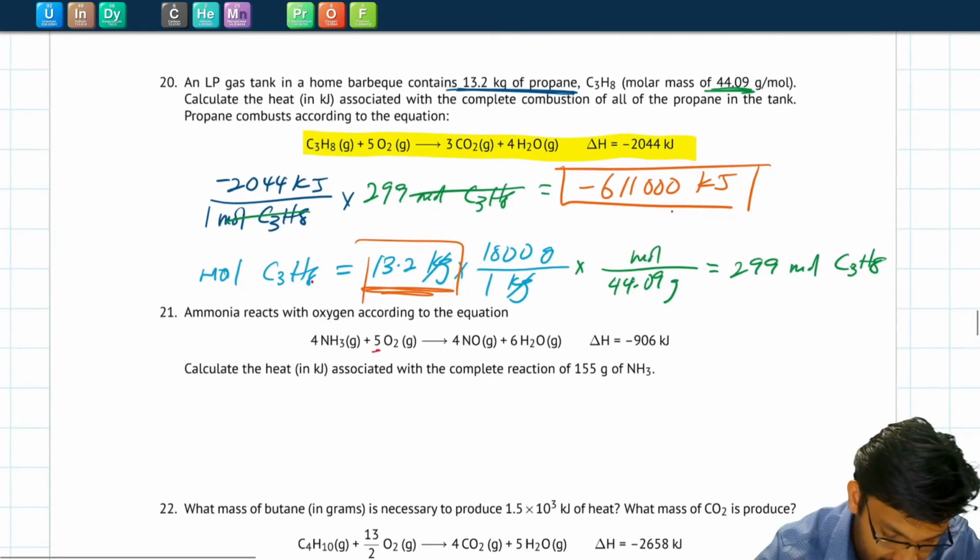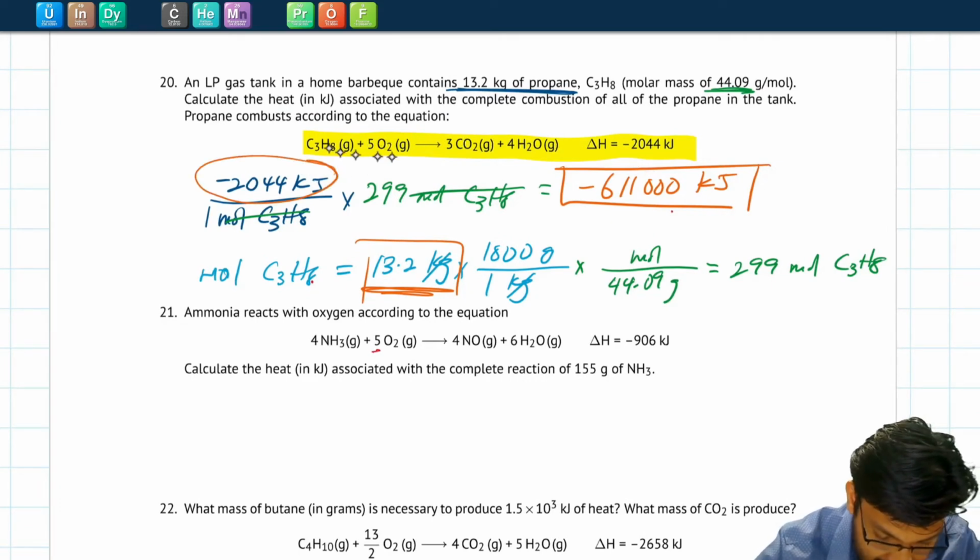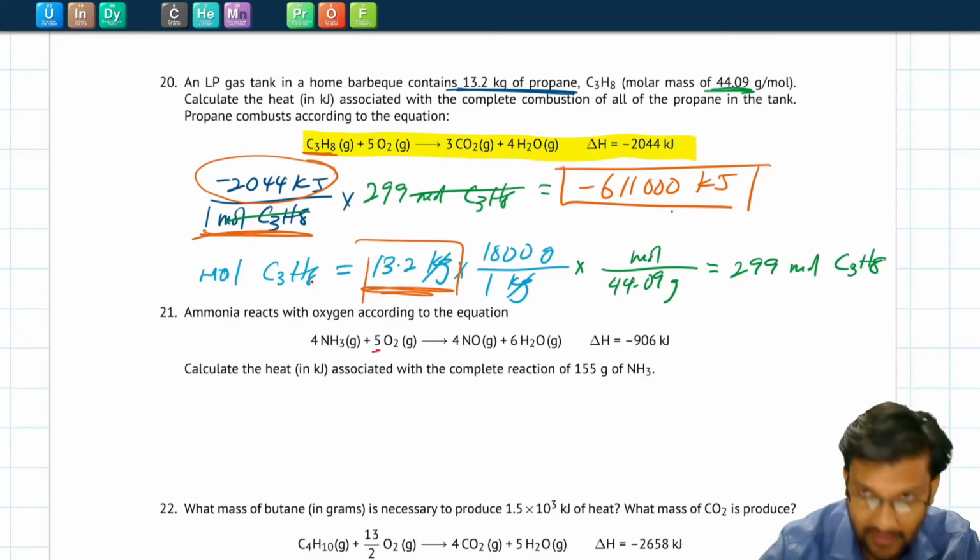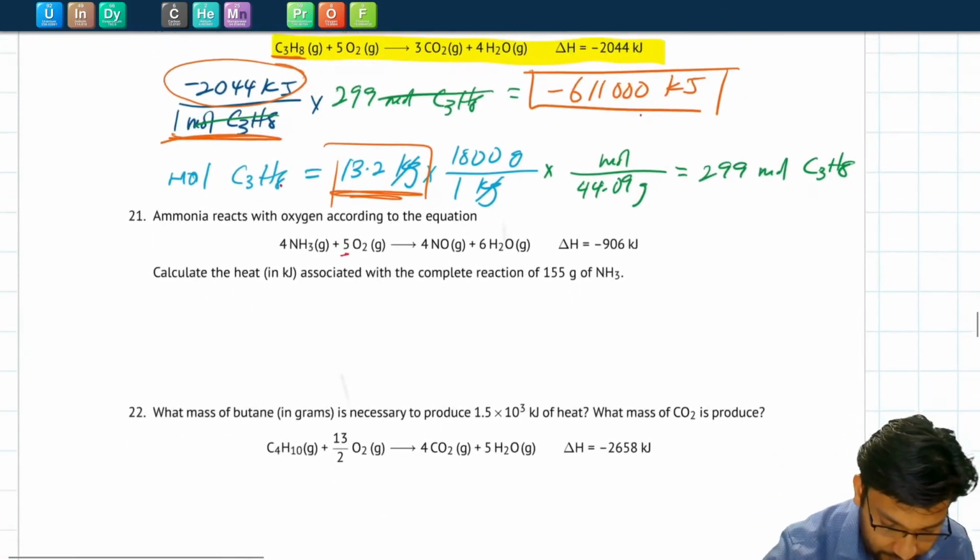What I did was I took the delta H value, and since this delta H is for this entire equation, but we're only interested in it for propane, I expressed it in terms of the number of moles of that substance, propane.